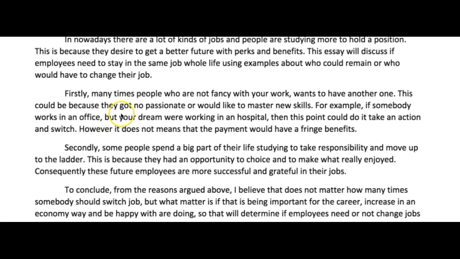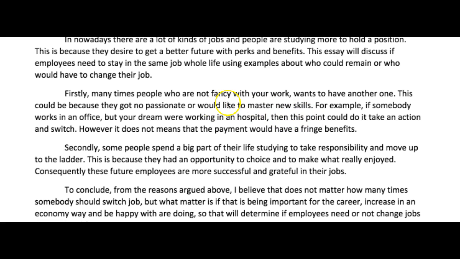Let's see. Firstly, frequently, people who are not skilled with their work want to have a different one. Okay, we can't say "want" because we've started plural, so let's keep it plural. That's consistency. This could be because they lack passion or would like to master new skills.